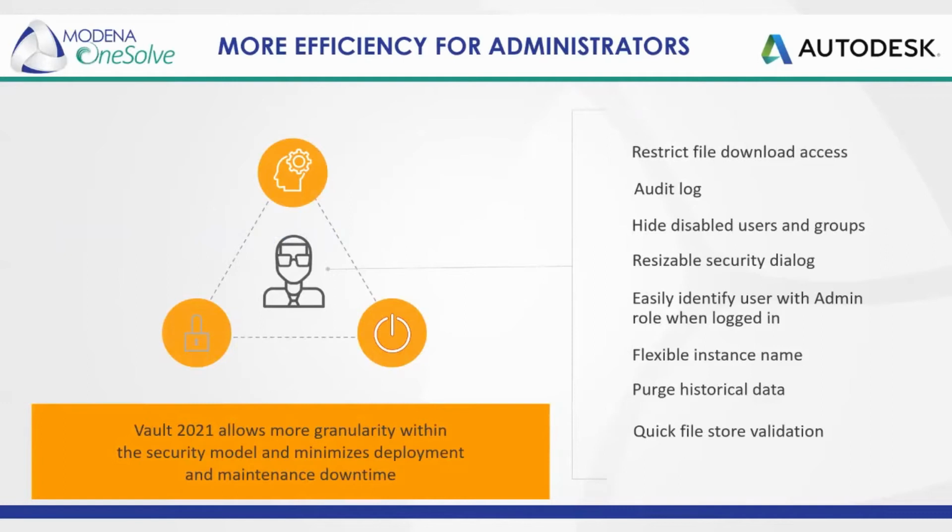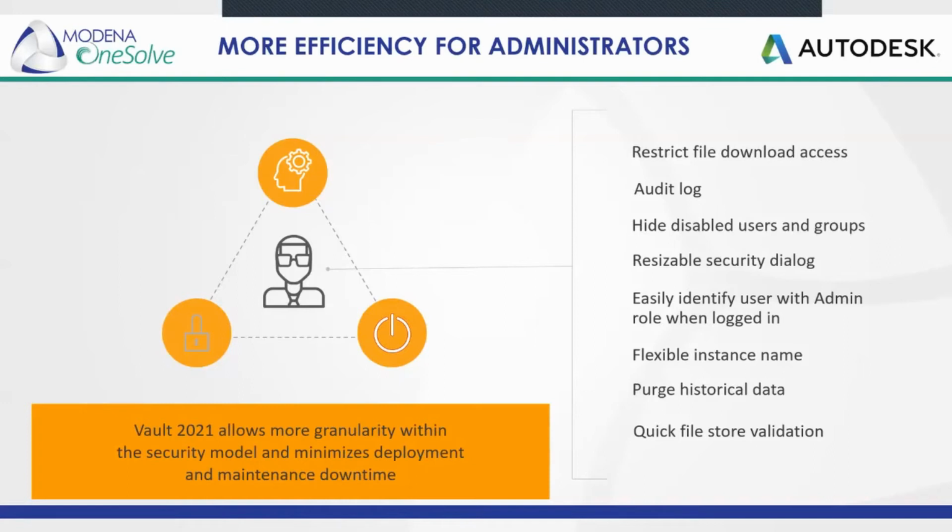So a quick rundown on where we'll find these capabilities and efficiency for administrators is around restricting file download access, audit logs, hide disabled users and groups, being able to resize security dialogues, easily identify if a user is logged in with admin access or admin rights, flexible instance name, and I'll touch on that just now, purge historical data, which is quite a nice one that came through, maybe just on purging of historical data.